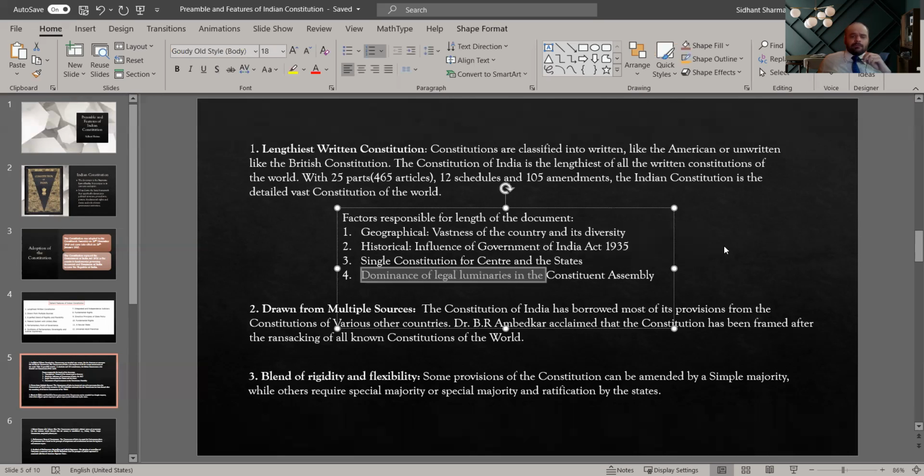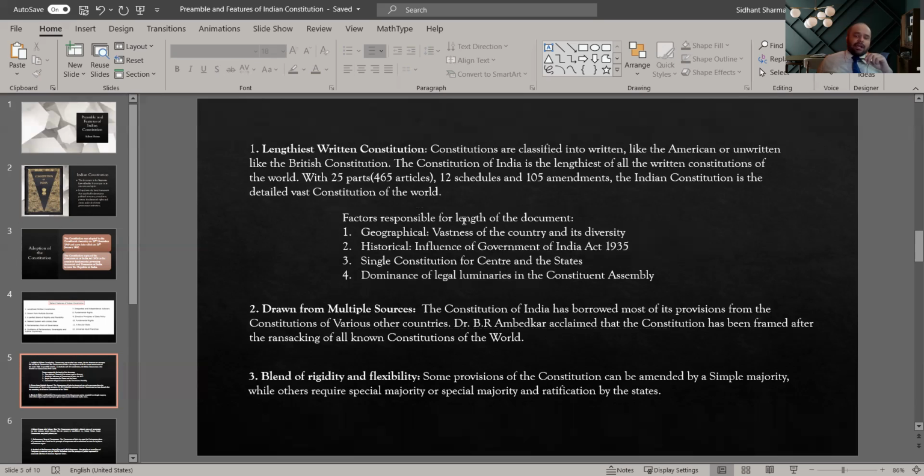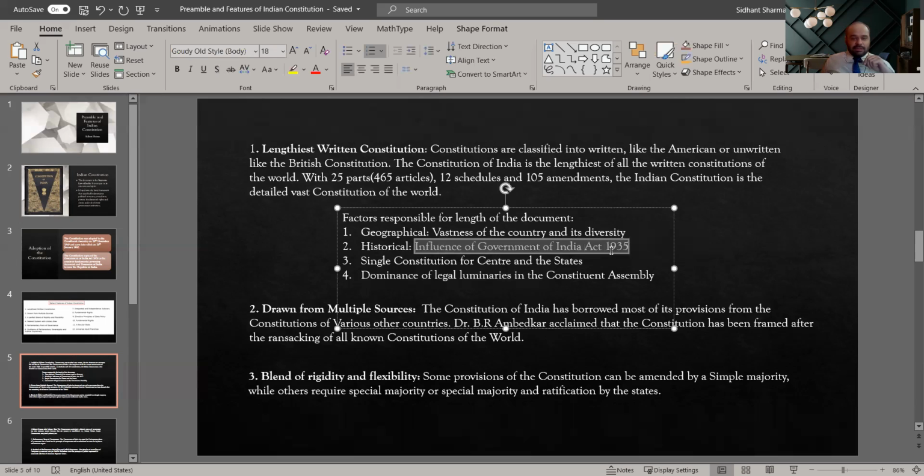dominance, such as the geographical factor focuses on the vastness of the country and its diversity. The historical factor is because of the influence of the Government of India Act of 1935. And we have a single constitution for center as well as the states.